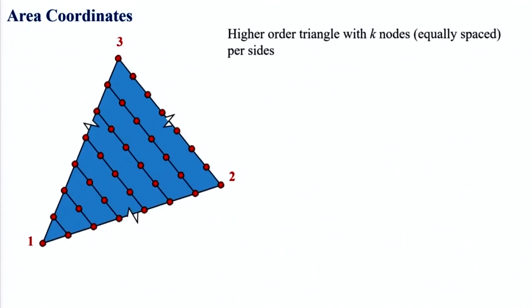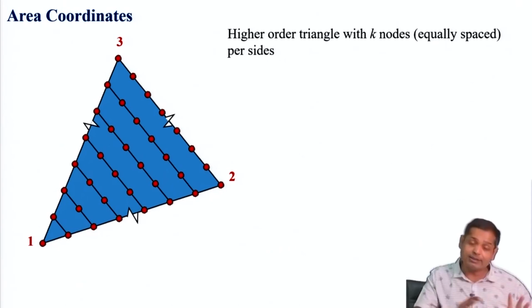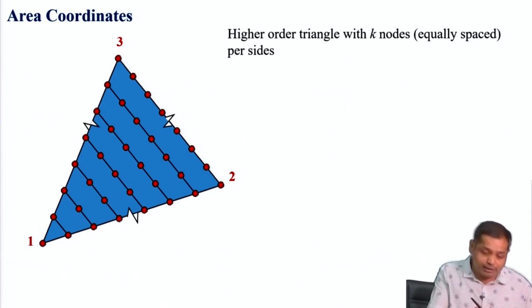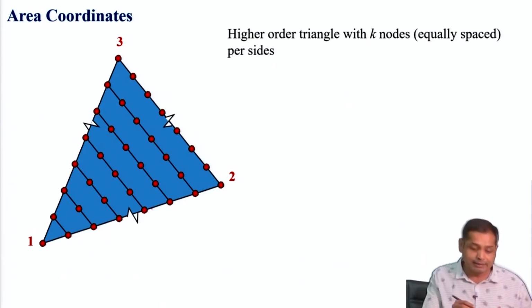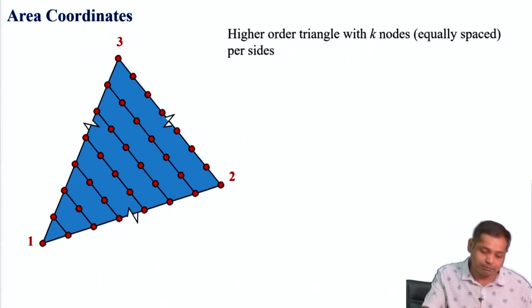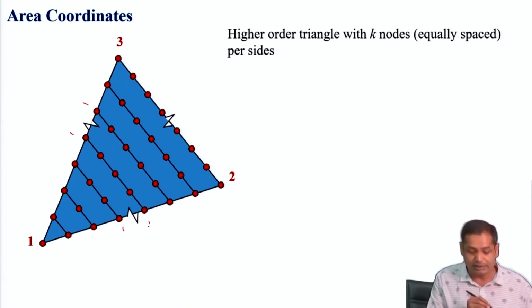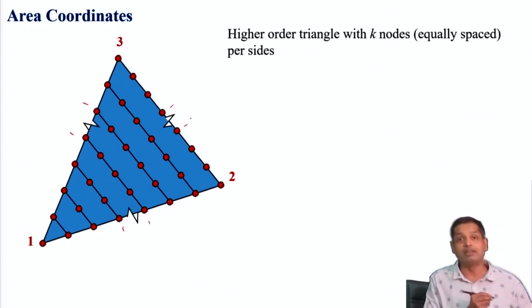So now similarly, if we take a very general triangular element, higher order triangular elements, these break lines show that there are several other nodes between these and these nodes. There are several other nodes between these and these nodes. There are several other nodes between these and these nodes.